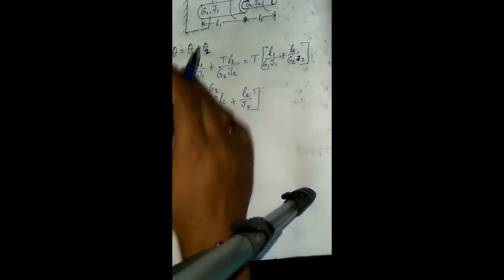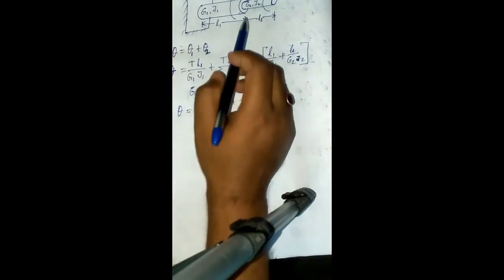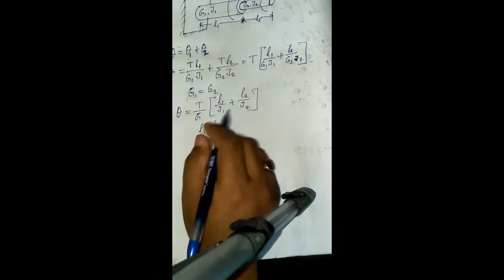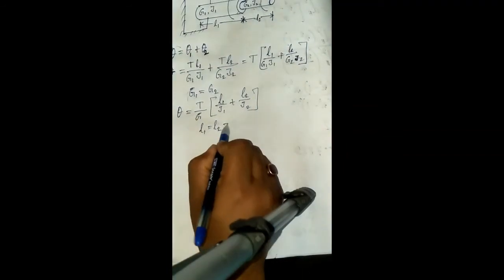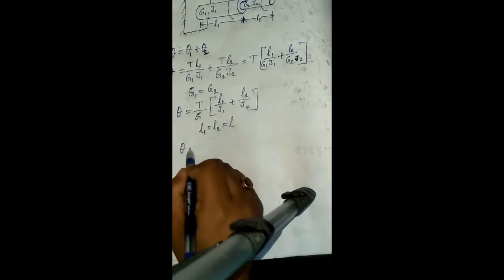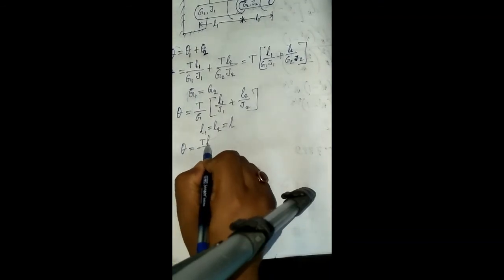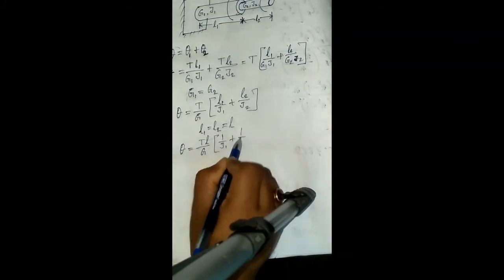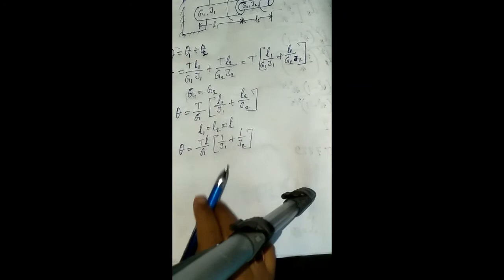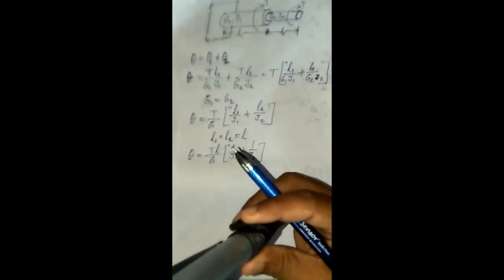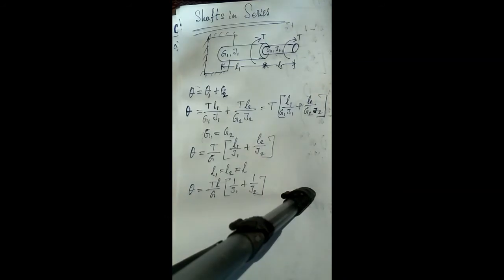Again, if the lengths of these two shafts are the same, that means L1 and L2 are the same, then we can write theta equals TL by G into 1 by J1 plus 1 by J2. So this is the relationship between two shafts if they are connected in series. This connection is called series connection.